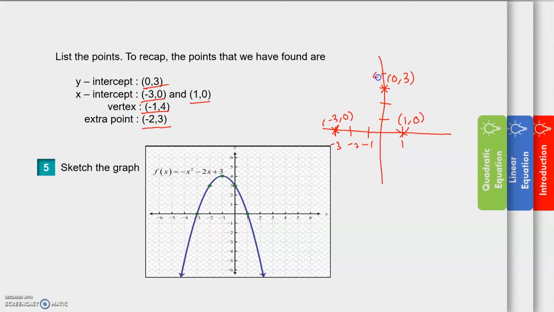And then our vertex (-1, 4). Let's say here is 4. So somewhere here is (-1, 4). And then we have the extra point (-2, 3), let's say somewhere here. We can connect all these points. Roughly, we have this kind of parabola. So when we sketch the graph exactly, we will have the graph for this quadratic equation.